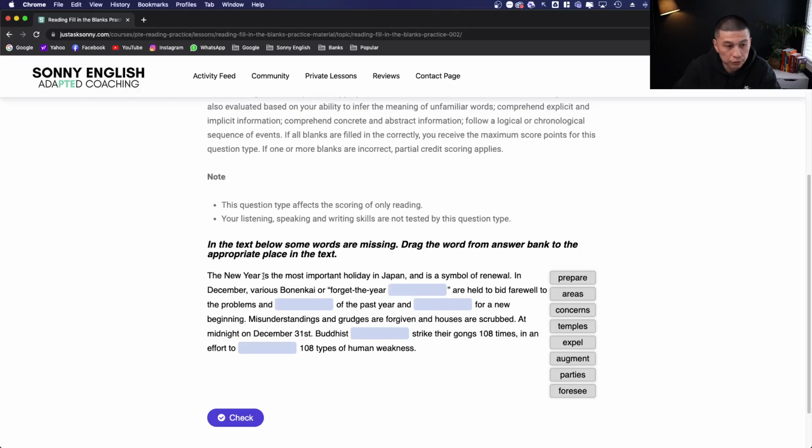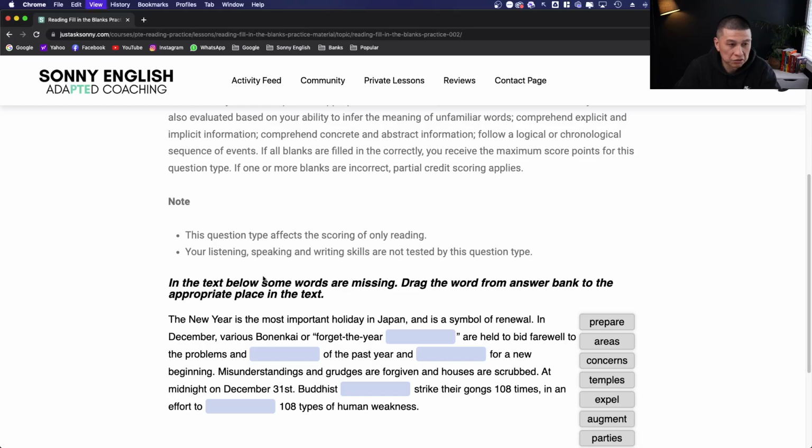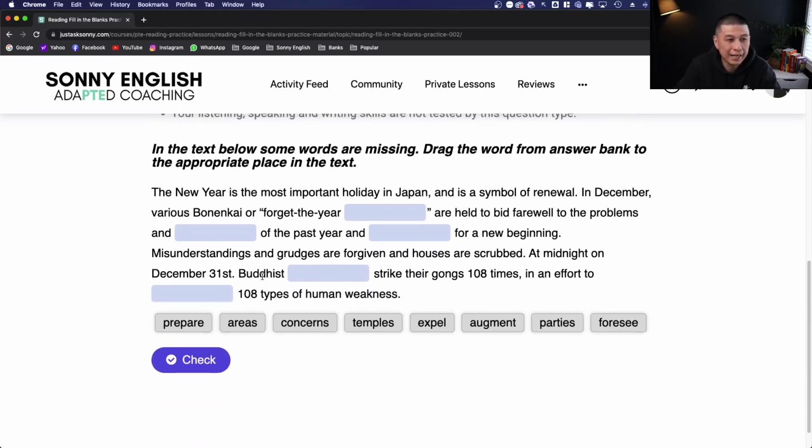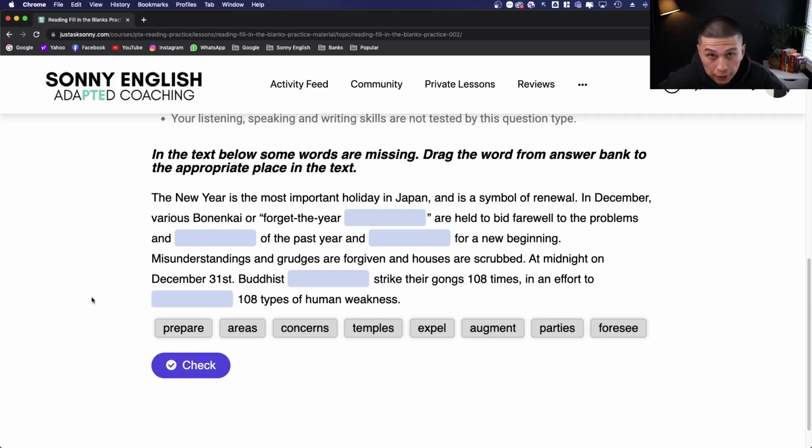I probably can do a few. 2, 3. Shoot, maybe even one more. There you go. 4 times. We zoomed in. All right. So the reading fill in the blanks. I want to explain why the answers are the answers.